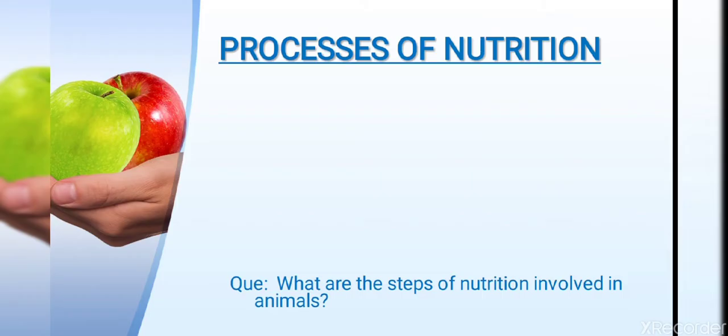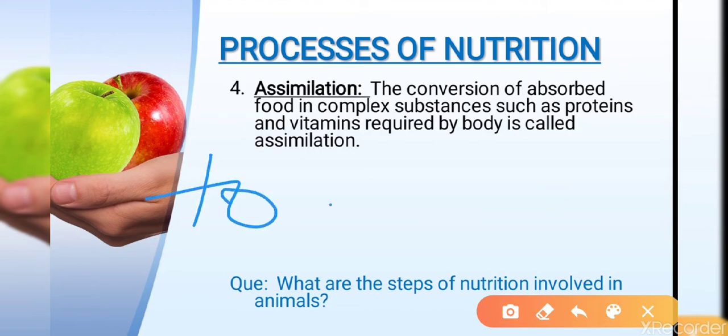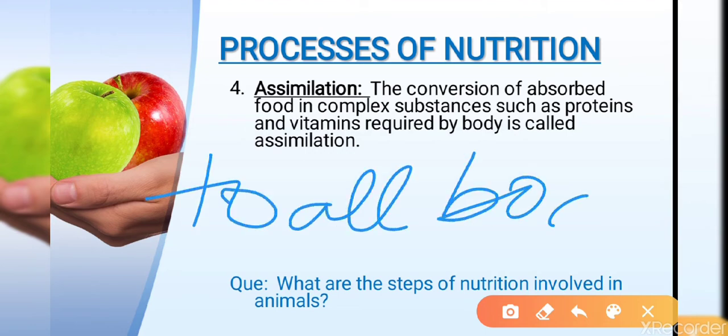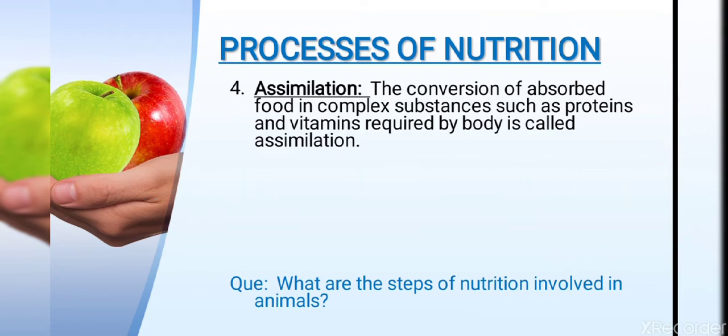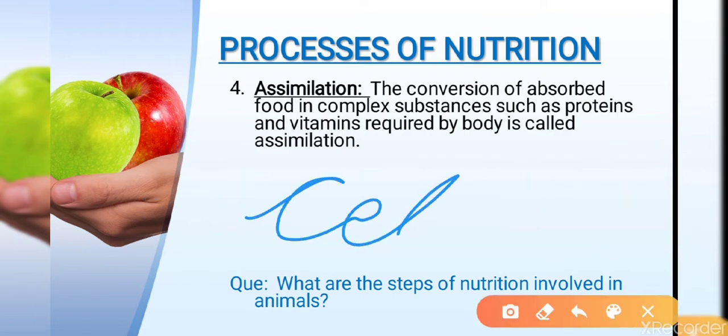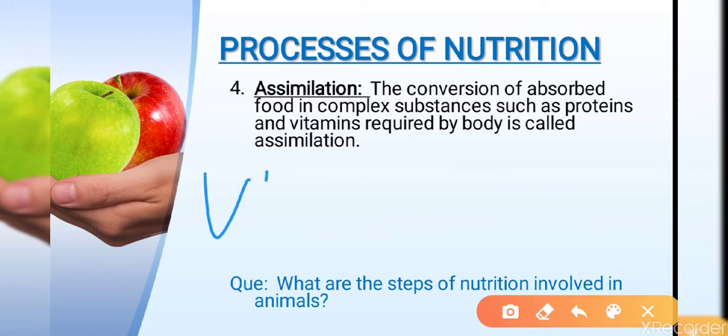Moving to the next process, assimilation. Assimilation first involves the transportation of digested food to all body parts, or more precisely, to each and every cell of the body. After transportation, there is utilization.